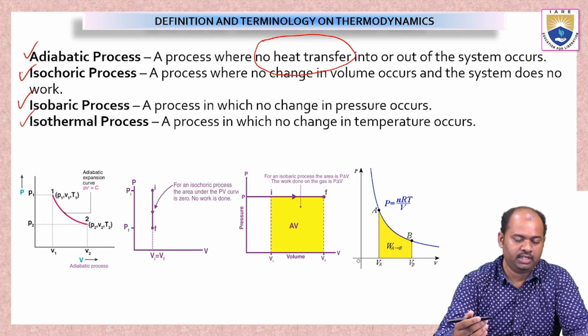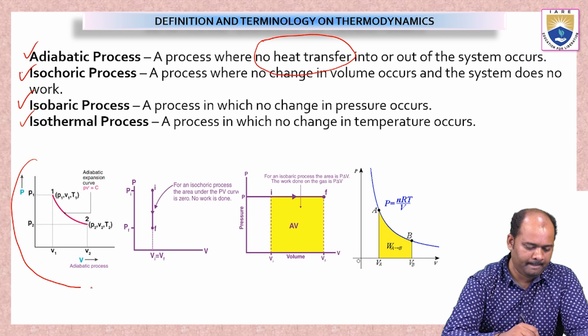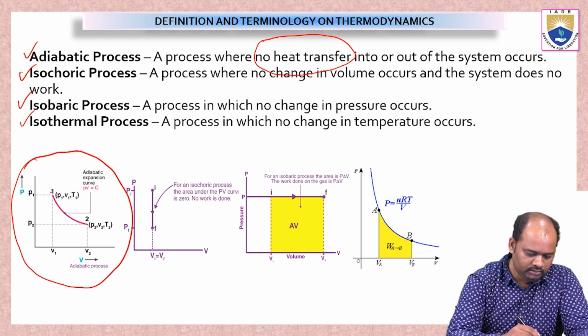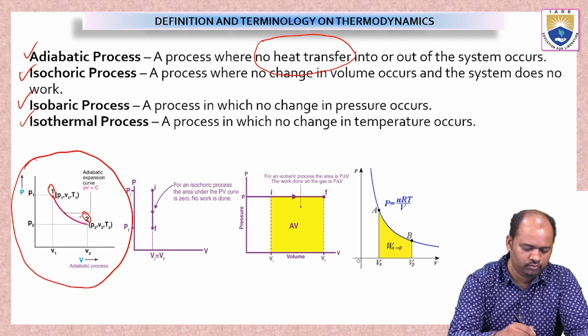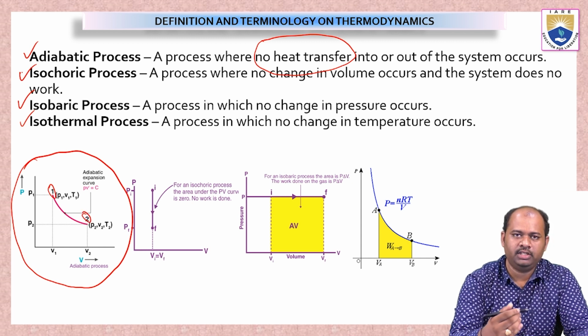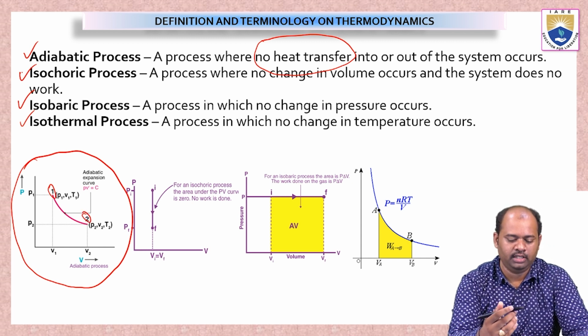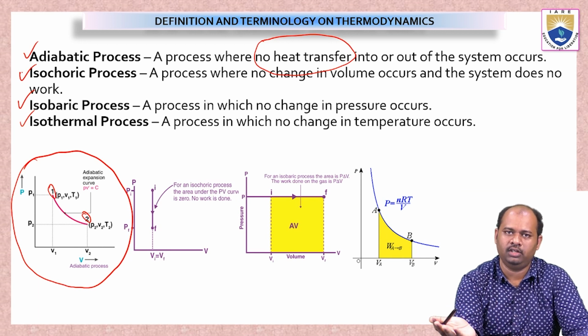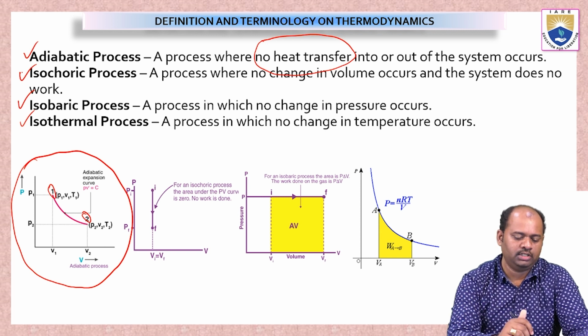Now, for the adiabatic process, in the graph we can see this curve going from point 1 to 2. This curve represents the adiabatic process. There will be a decrease in the pressure as well as an increase in the volume. Pressure decreases, volume increases. So this is the adiabatic process.